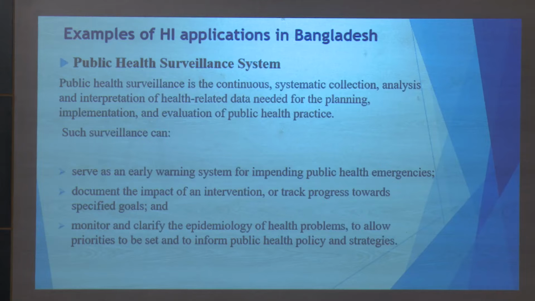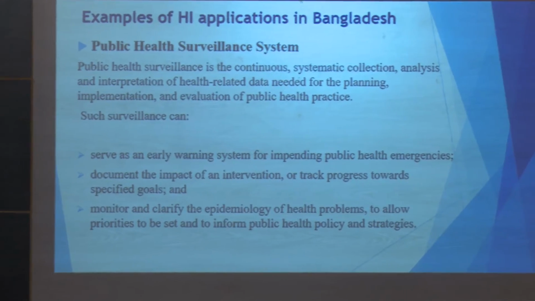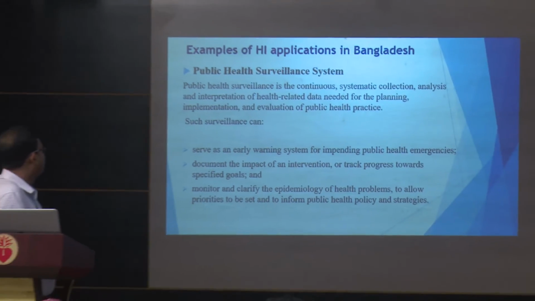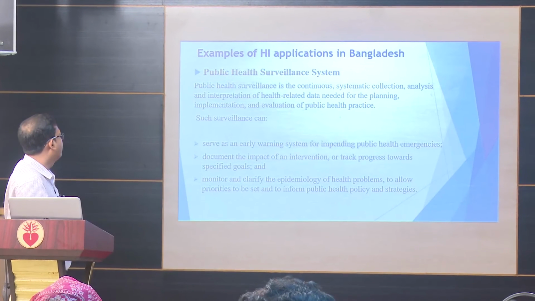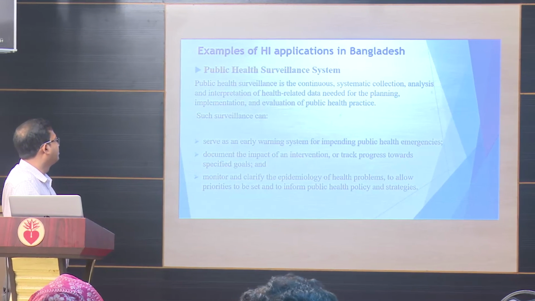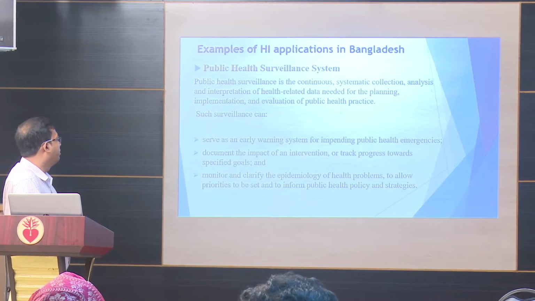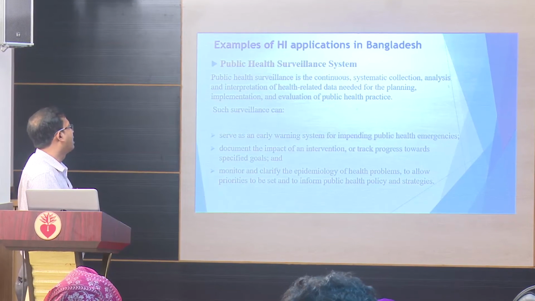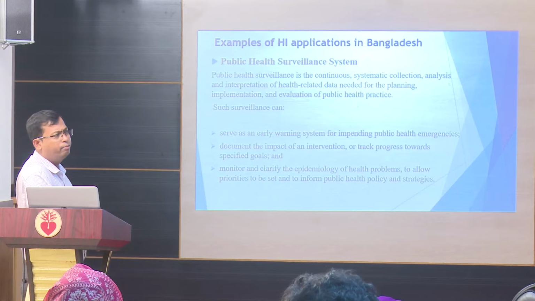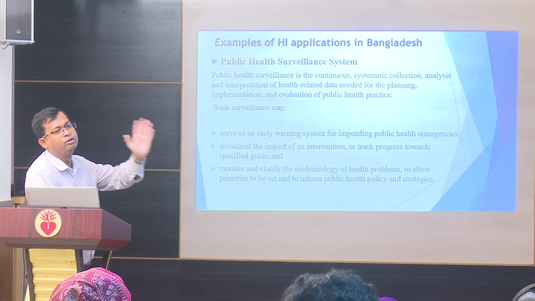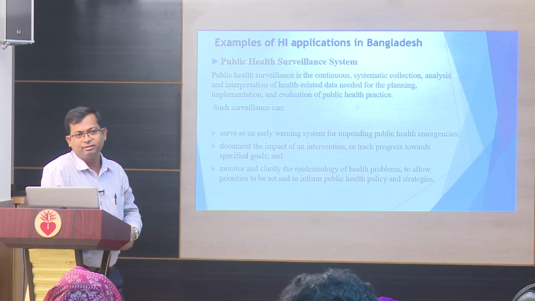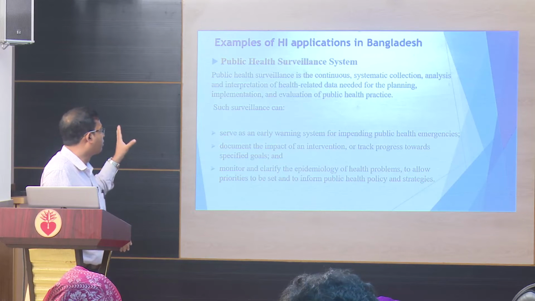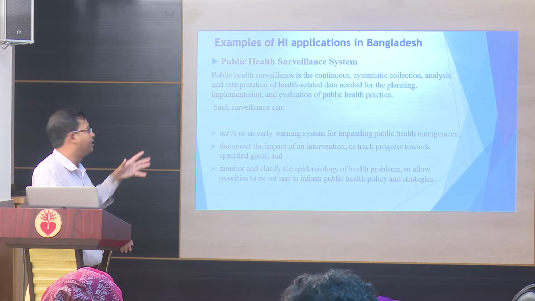So public health surveillance is the continuous, systematic collection, analysis and interpretation of health related data needed for the planning, implementation and evaluation of public health practice. So there are three surveillance activities. Serve as an early warning system for impending public health emergencies, document the impact of an intervention, or track progress toward specific goals. So maybe you have a goal, right? Okay, we'll reduce a particular disease by 50%. So this can be your goal and you will intervene in those things.